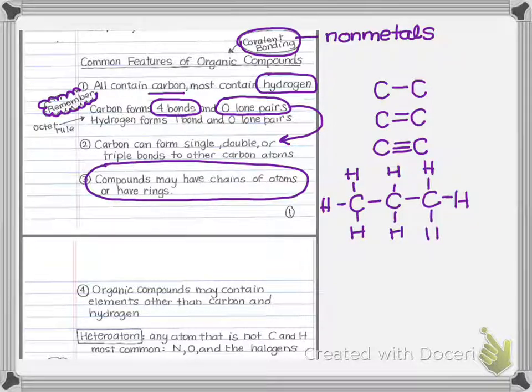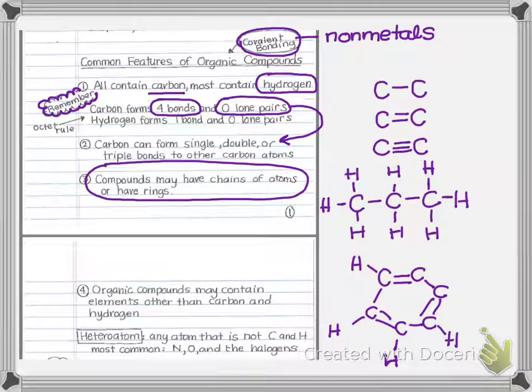And something that we might not have seen before, carbons can also form rings. But I'm not the best at drawing rings. This would be a 6-member ring. But carbon can form rings with itself and include other elements. And that's something we haven't really looked at before.